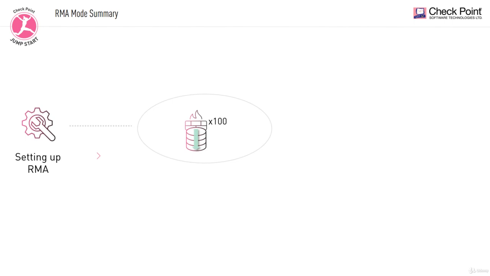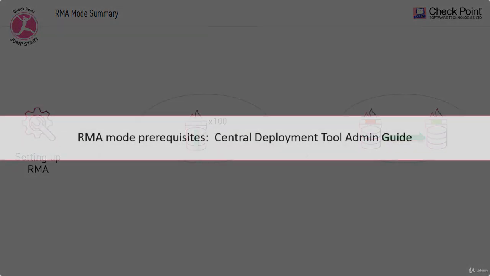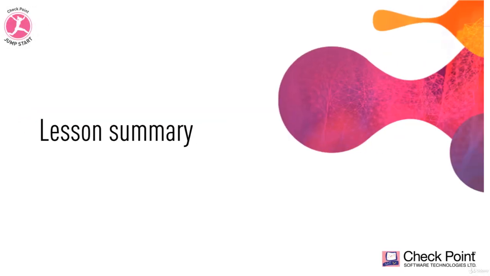And that's it! From setting up the RMA definitions, to backing up gateway configuration information, to restoring a backup onto a new target. For further read on RMA mode prerequisites, check out the Central Deployment Tool Admin Guide. And with that, our lesson comes to a close.